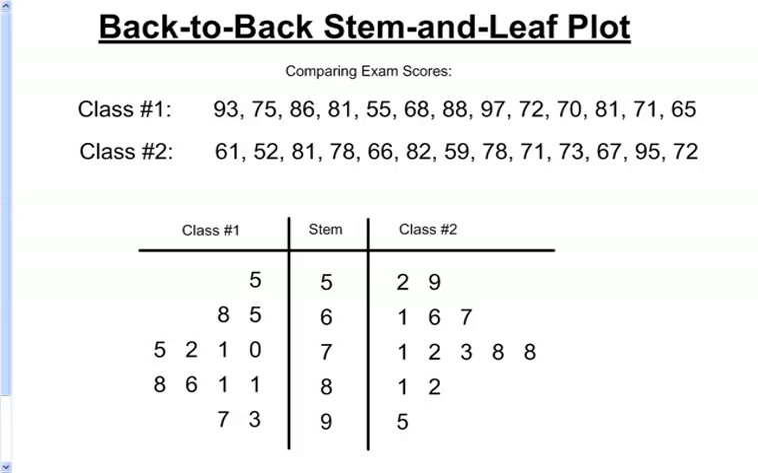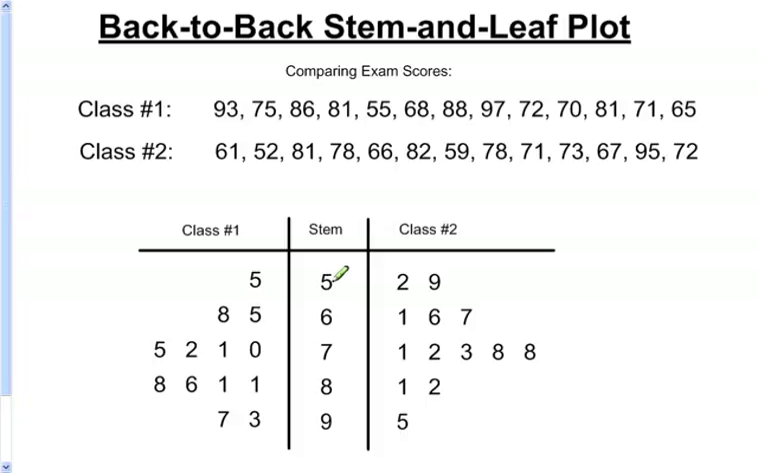I have my first class listed down here. Class 1, I listed all their data, and here's class 2, I listed all their data on the right. And I want to compare. A couple things to note. The number here that's closest to the 5, remember this is 50, this means 52, and this means 59. Remember, the number closest to the 5 should always be the smallest.